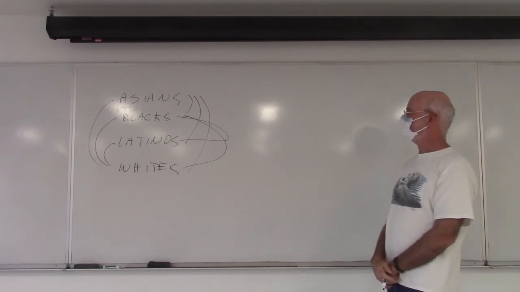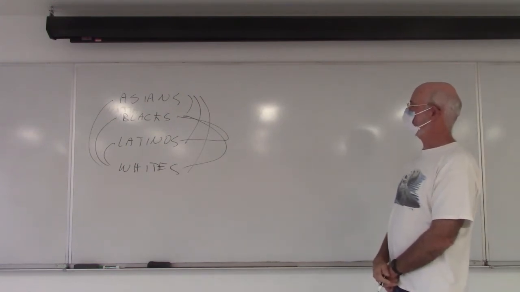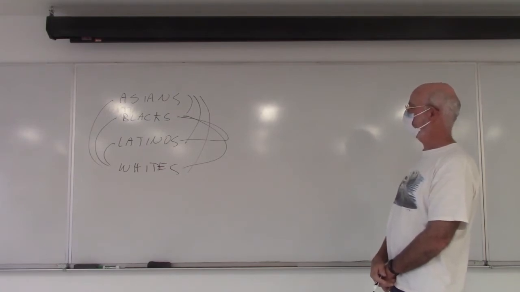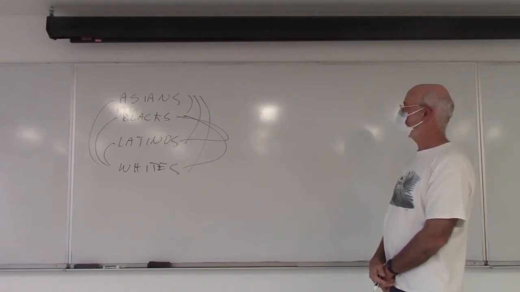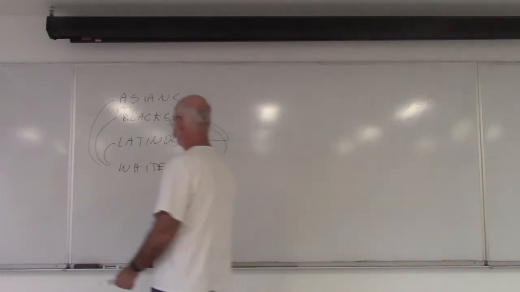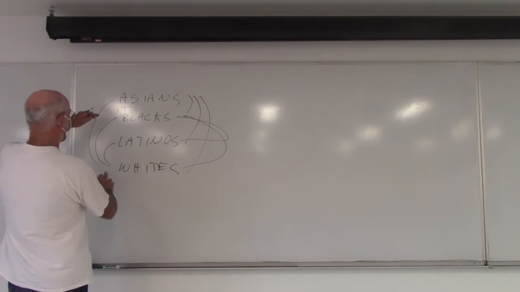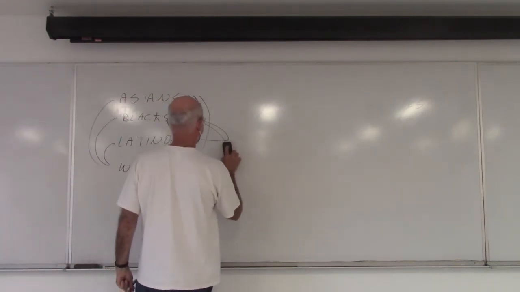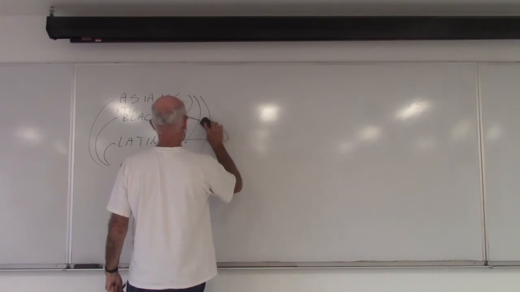I've got Latinos and whites. I've got whites and blacks. I've got whites and Asians. I've got Latinos and blacks. I have Latinos and Asians. You got blacks and whites twice, though. Blacks and whites. Yes, I didn't need that one, did I? So that's 6 comparisons.